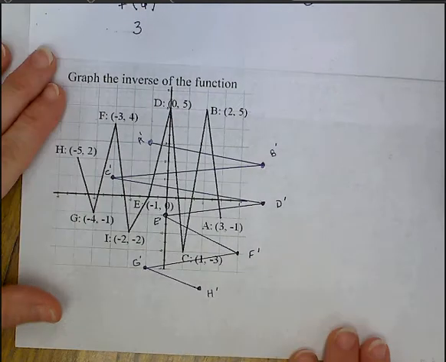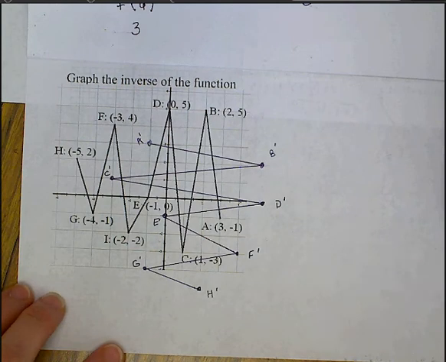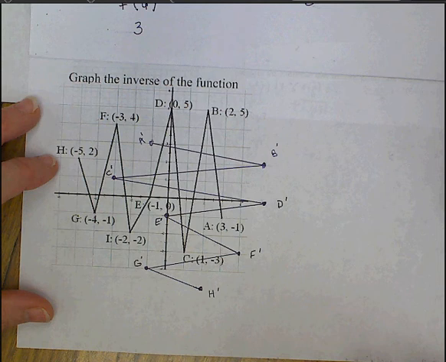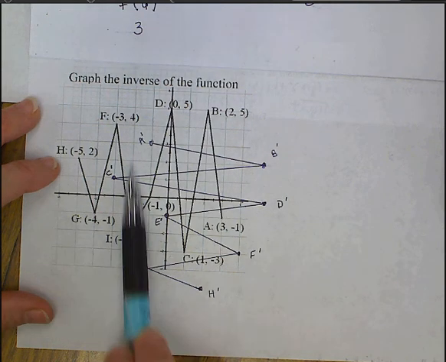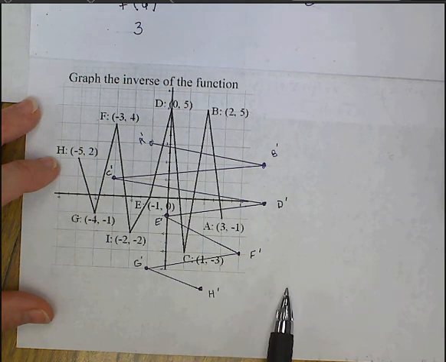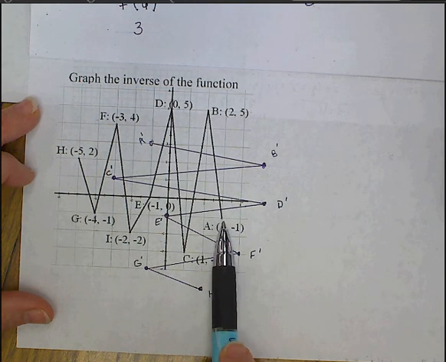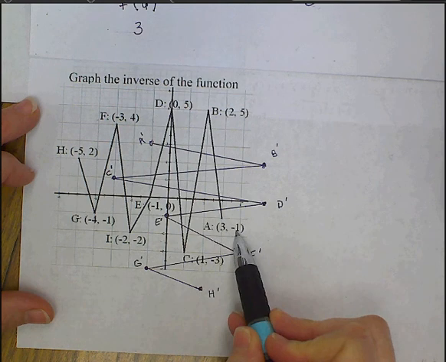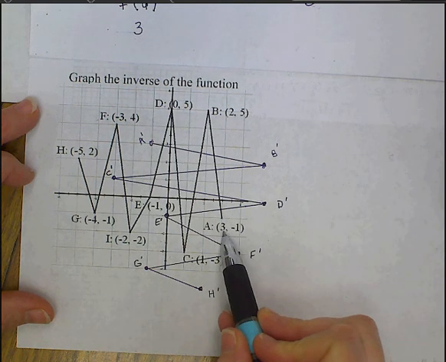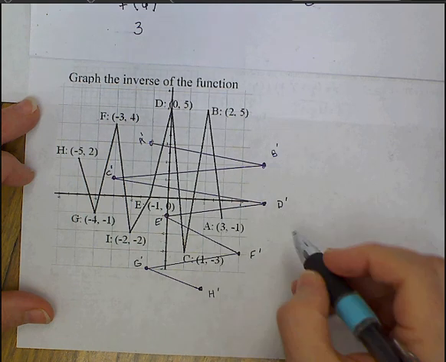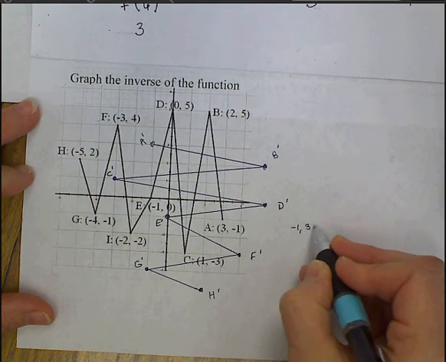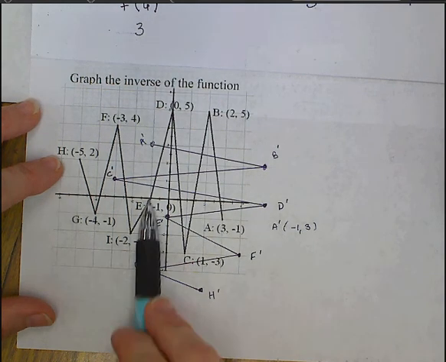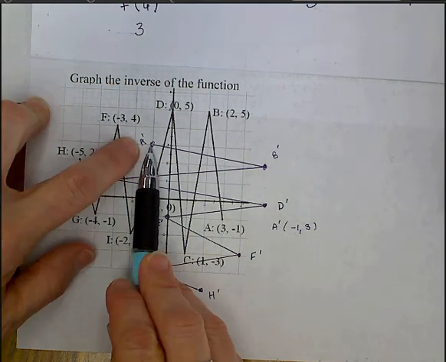Alright, I should have used a different color because that purple looks like black on here, but the original is the one going up and down, the A, the B, C, D, and so forth. It starts here on the right. And if you're going to graph, you literally just take the x and y points and switch them. So I simply took 3, -1, and made it be -1, 3. That became my A prime point. So -1, 3 is up here at A.